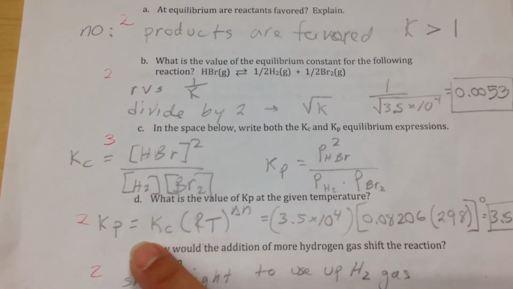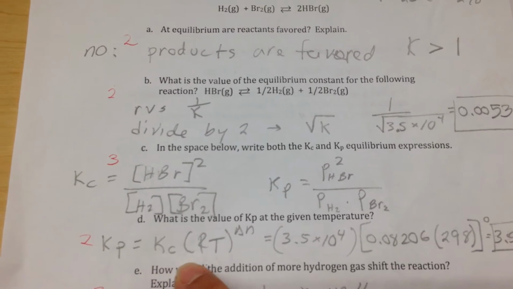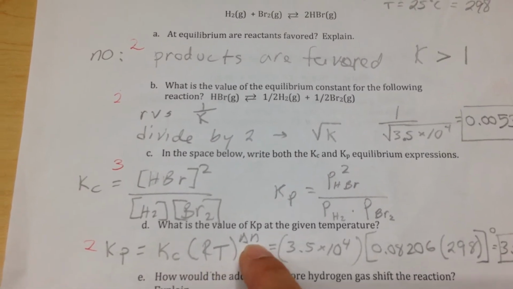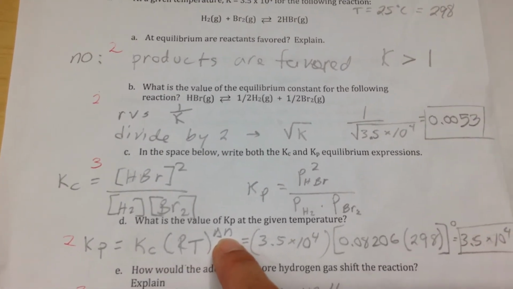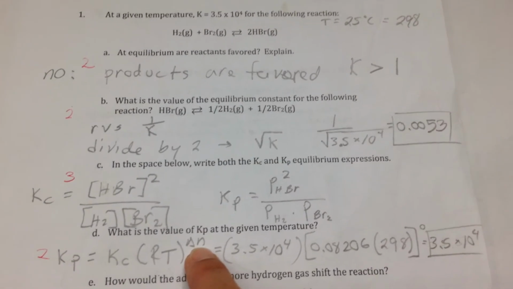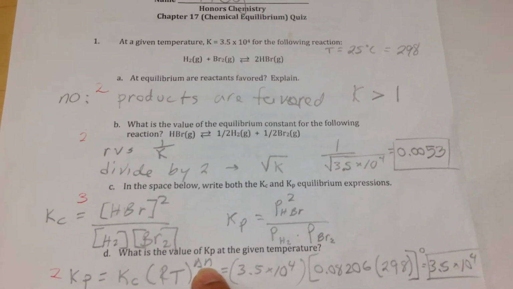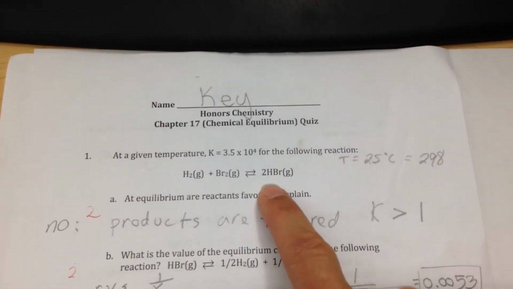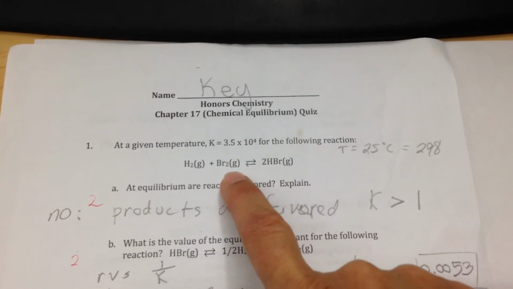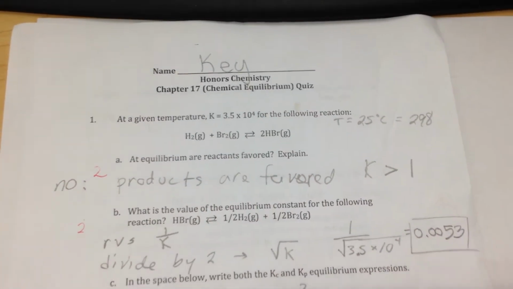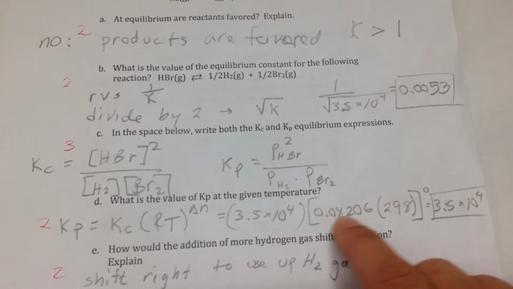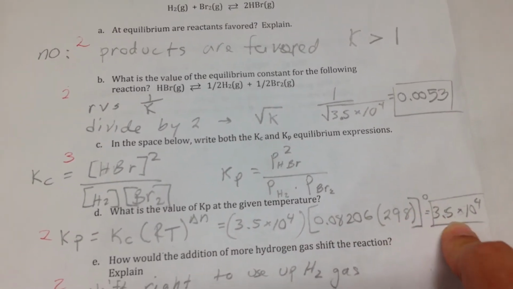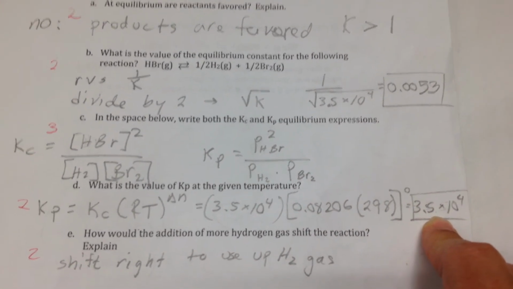For part D, Kp equals, here's the formula, K_c(RT) to the delta n. Delta n is the change in the number of gaseous molecules. So for this reaction, there are 2 on the right and 1, 2 on the left. 2 minus 2 is 0. So Kp equals Kc in this particular case.